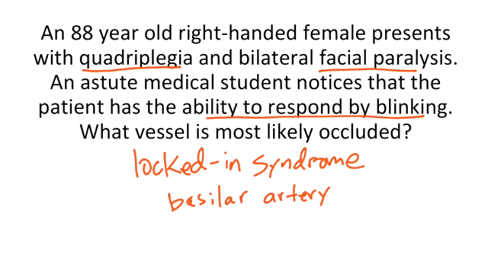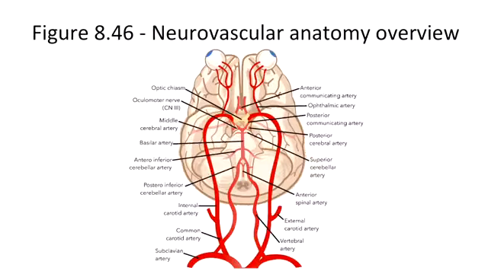Let's pull up some figures to make this clear. From figure 8.46, we can see that the basilar artery is right here. Again, notice how the basilar artery is a midline vessel that supplies blood to the medulla, pons, and the midbrain. Because so much of the anatomy is affected in this type of lesion, I find it most helpful to focus on the structures that are spared. In order to see this, let's focus on the midbrain.